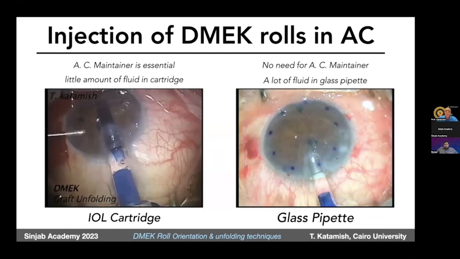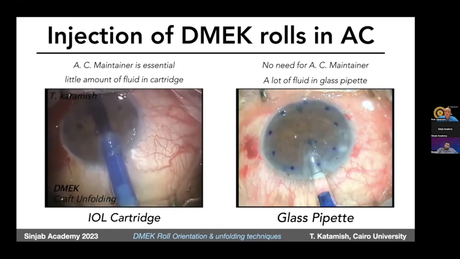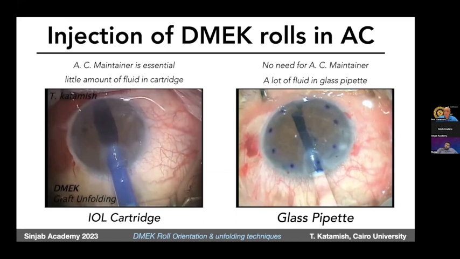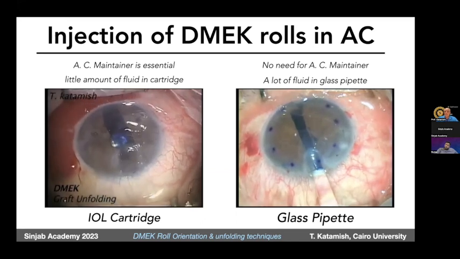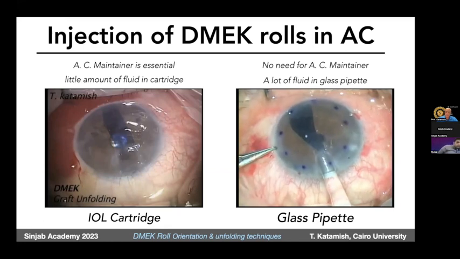So now you have your DMEK graft in your injector, and you have prepared the patient. Now you will inject the DMEK graft in the anterior chamber. If you are using the intraocular lens cartridge, you should use an anterior chamber maintainer, because there is a small amount of fluid in the cartridge. But on the other hand, if you are using the glass pipette, which is more common, no need to have an anterior chamber maintainer, because the glass pipette has a lot of fluid.